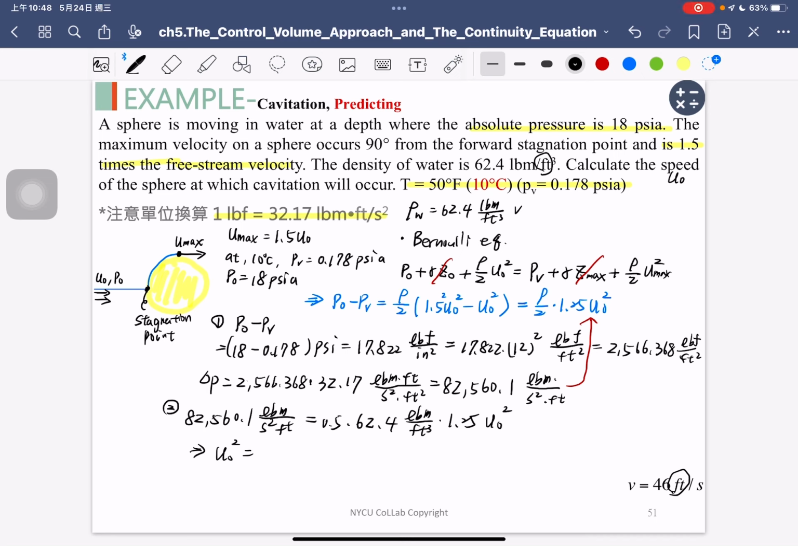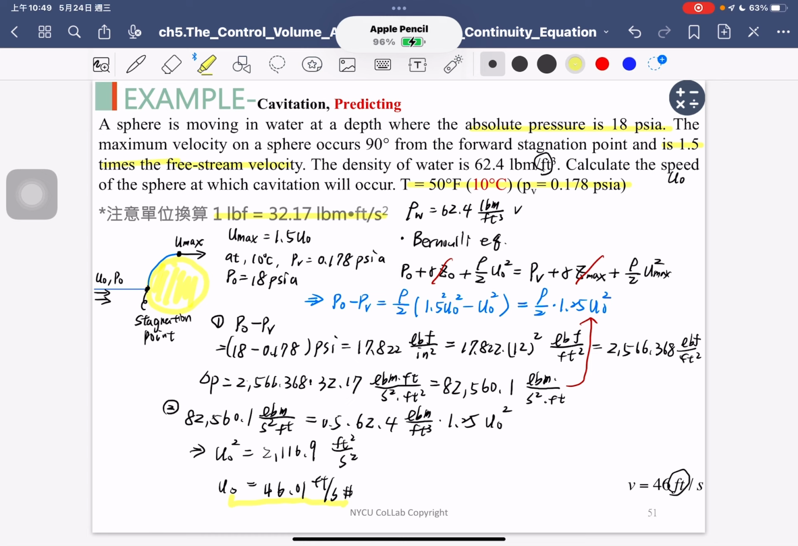So that will equal 2116.9. And the unit right now, you can do the dimensional balance. You actually know it's FT squared divided by second square. So you can take a root for this number, and the final is equal to 46.01 FT per second.